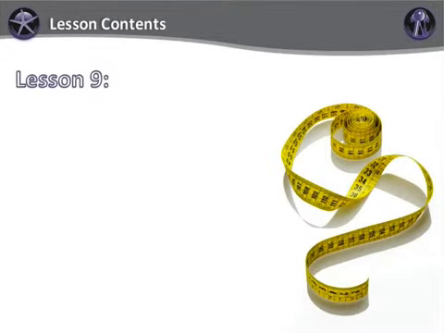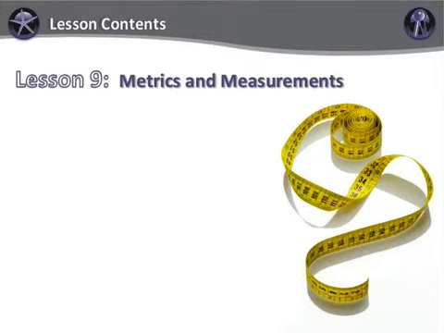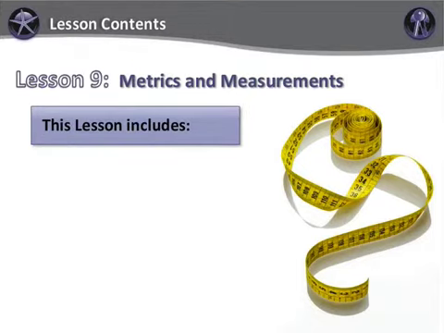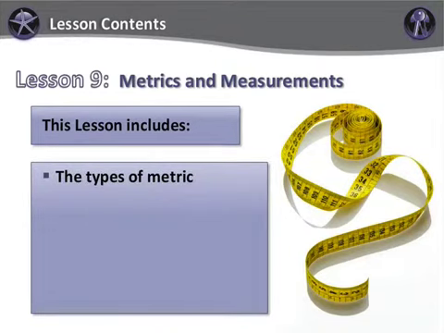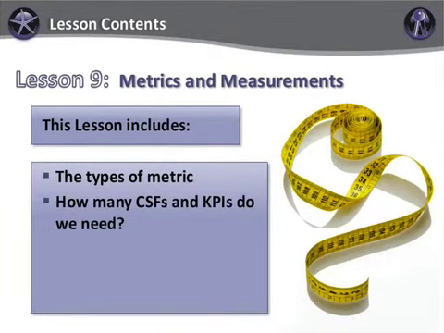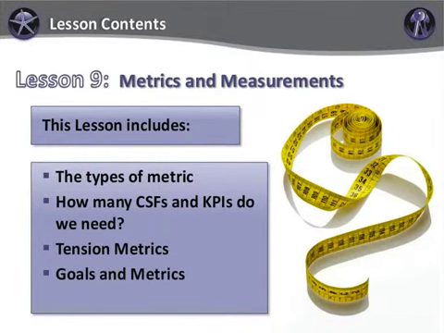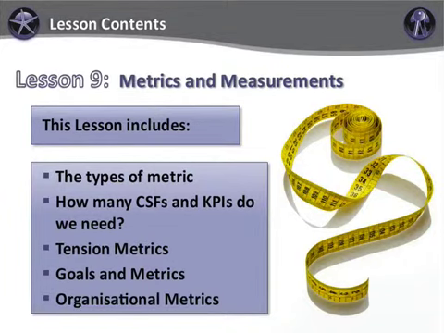In Lesson 9, we'll move on to look at metrics and measurement in more detail, including the types of metric. How many critical success factors and key performance indicators do we need? Tension metrics, goals and metrics, and organizational metrics.